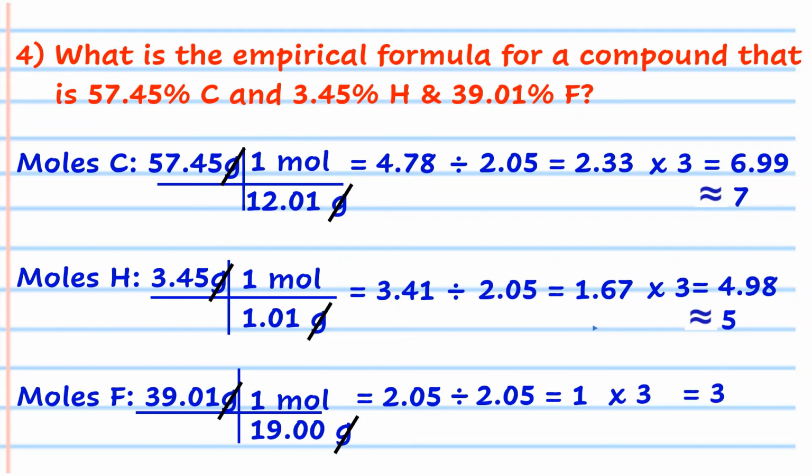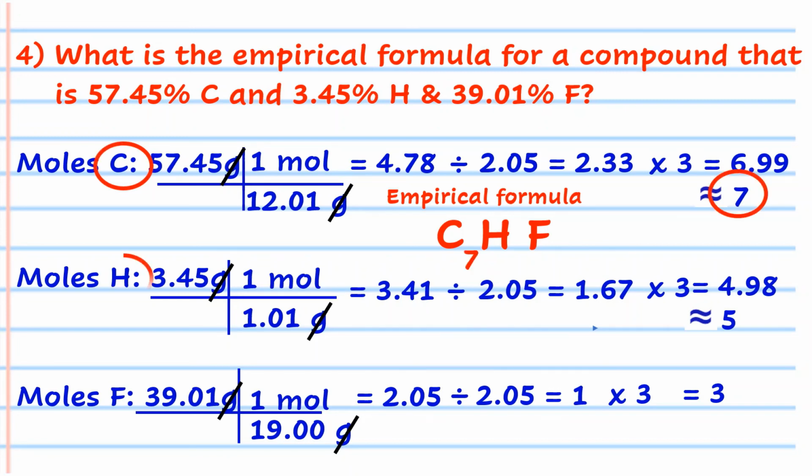So when I need to come up with my empirical formula, I need to look at each of the elements from my clearly labeled work so I don't get confused. I can see that the carbon should have a subscript of 7. The hydrogen should have a subscript of 5, and the fluorine should have a subscript of 3.